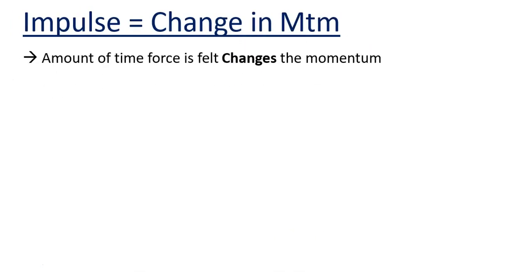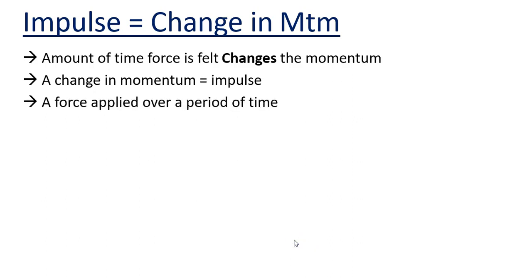So we actually can define change in momentum in another way. We could talk about this thing called impulse. Impulse is defined as the amount of time a force is felt as it changes the momentum. So the change of momentum is impulse, and we represent it as I for impulse, which is equal to how much force is felt over a period of time. So a quick derivation of where this comes from. Let me just show you really quick.